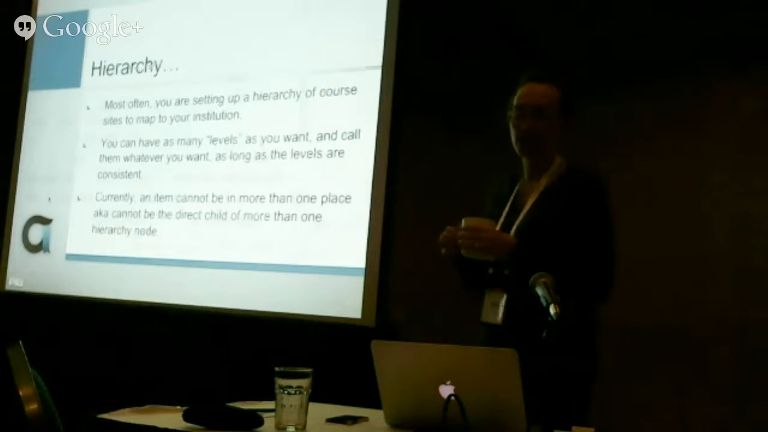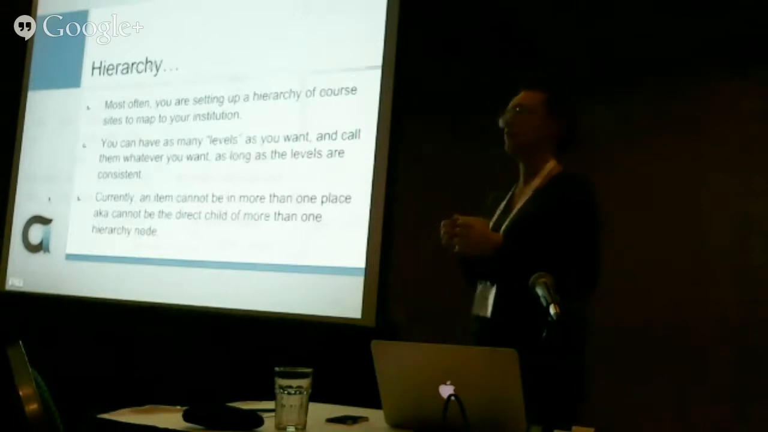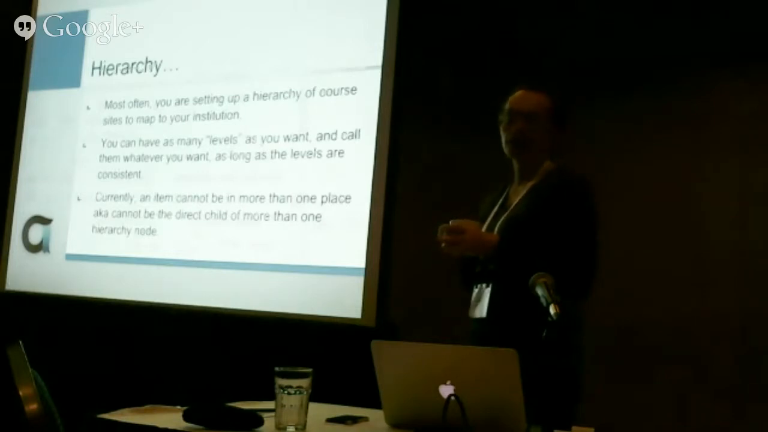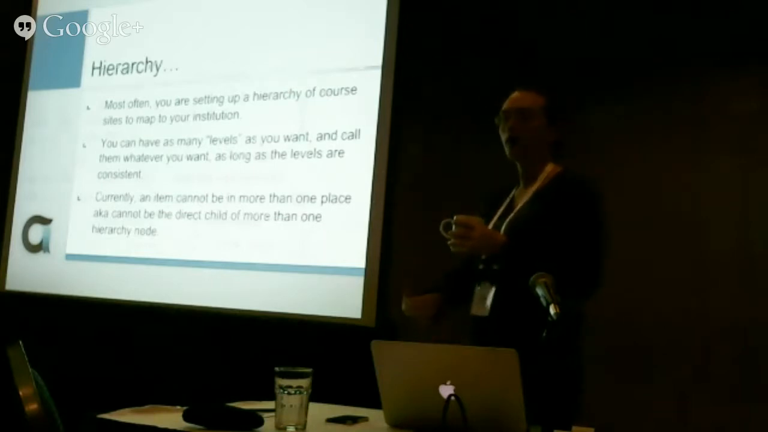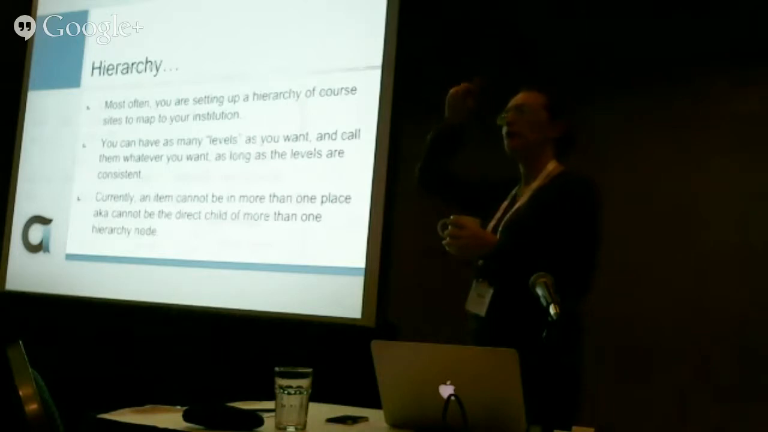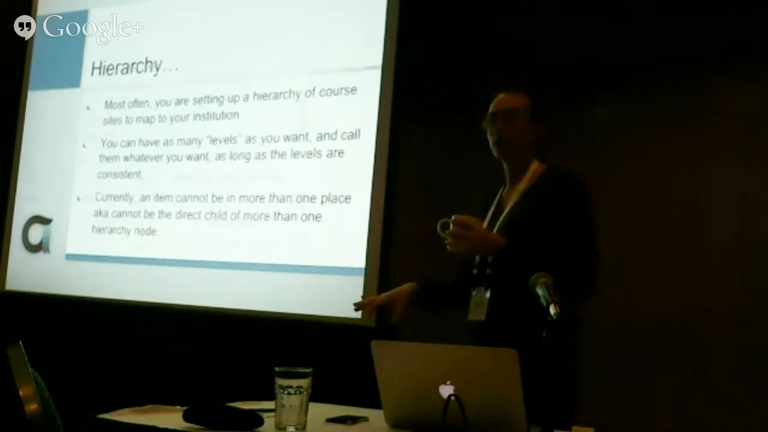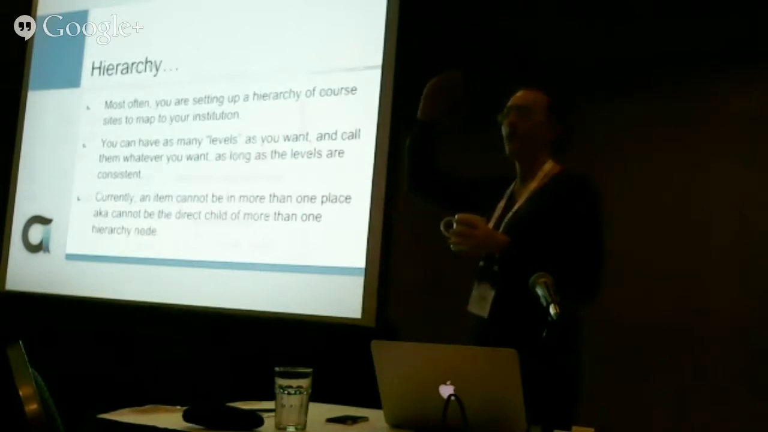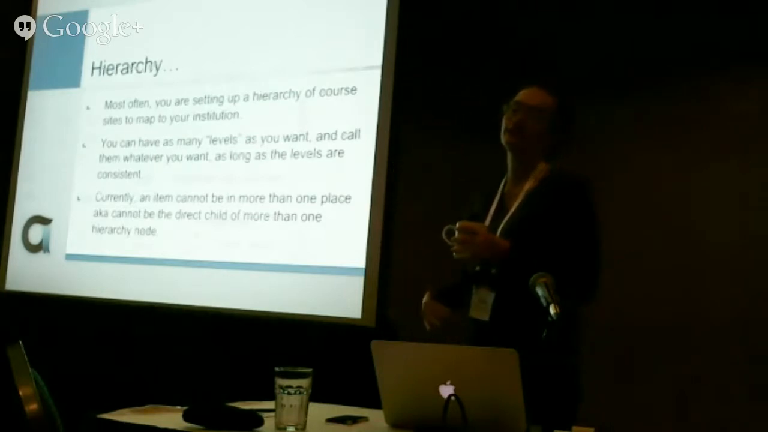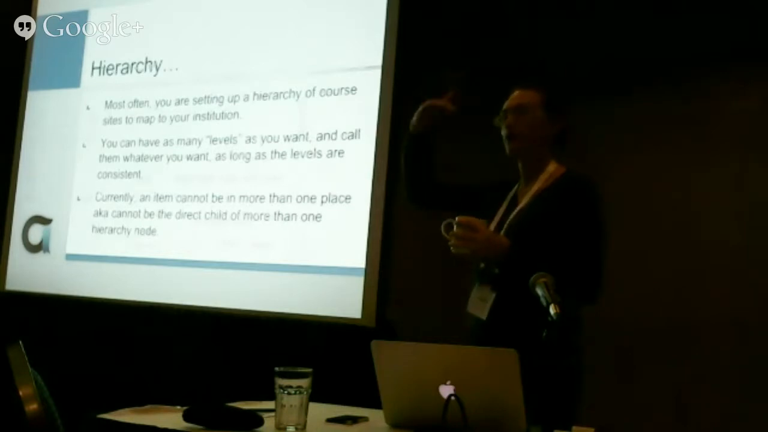So as I was saying, mostly you're just setting up a hierarchy of course sites to map your institutional structure of how those course sites are understood at your university. We wanted to keep it really flexible, so you can have as many levels as you want. At a small school, sometimes we just have the name of the institution, and then maybe there's departments, and then course sites under that. It's very simple. At bigger institutions, we're going to have a lot of different levels of specificity. And so with hierarchy, you can have as many as you want.